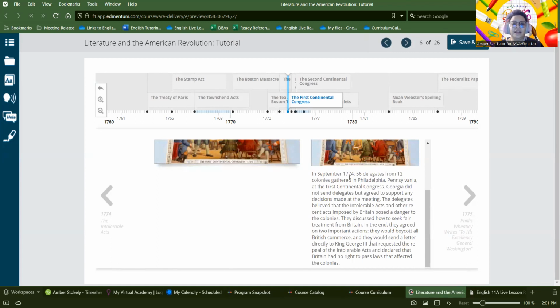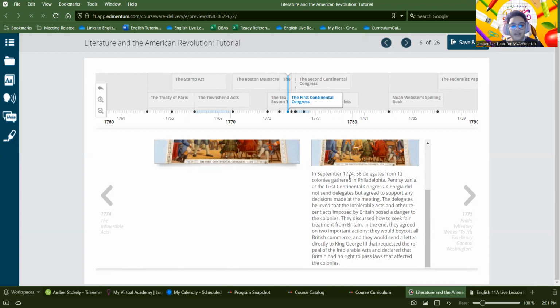Now you might be thinking, I thought there were 13 colonies. Why are there 56 delegates from 12 colonies? That is true. The one colony that did not send any representation was Georgia. Georgia did not send any delegates, but they basically said, we'll go along with whatever it is you say. So just tell us what you decide.